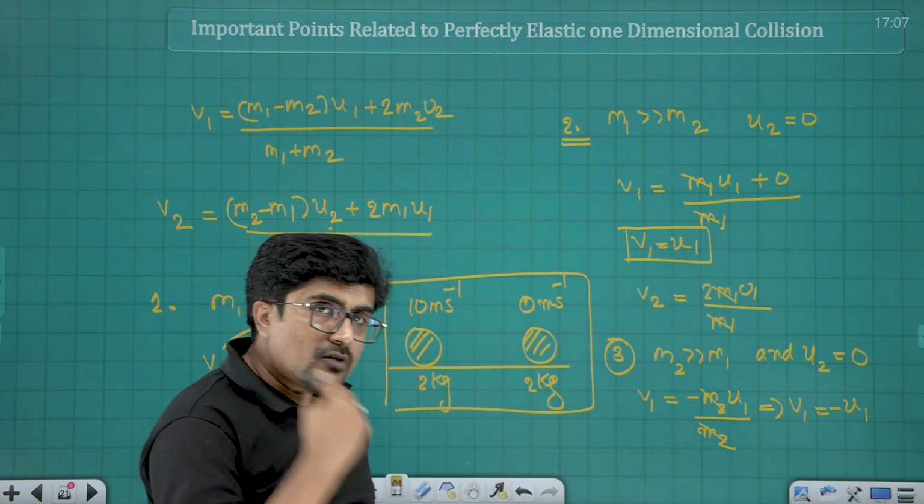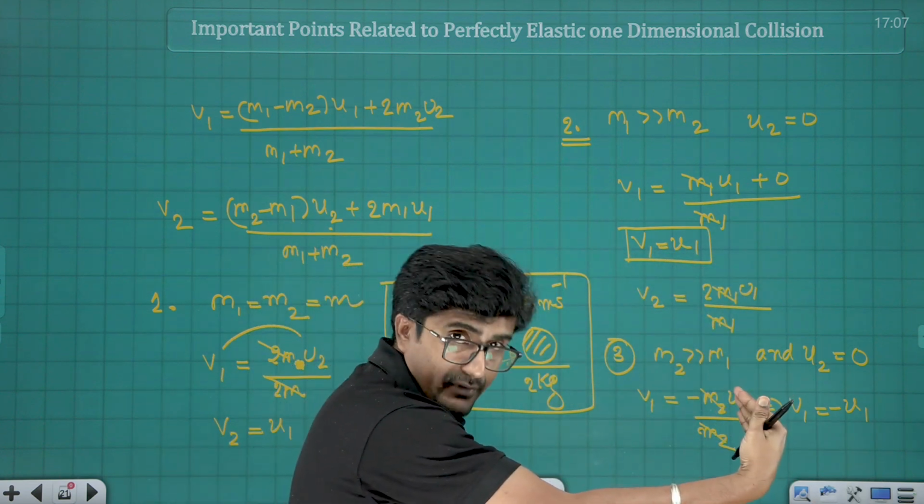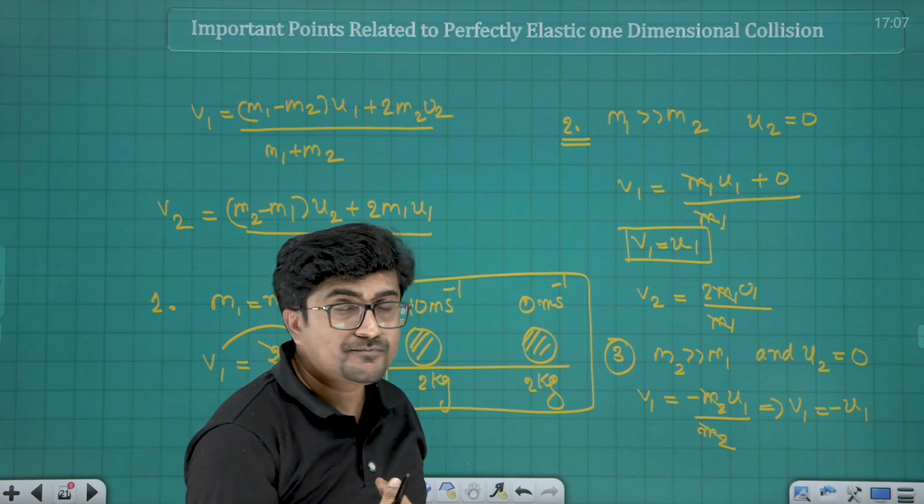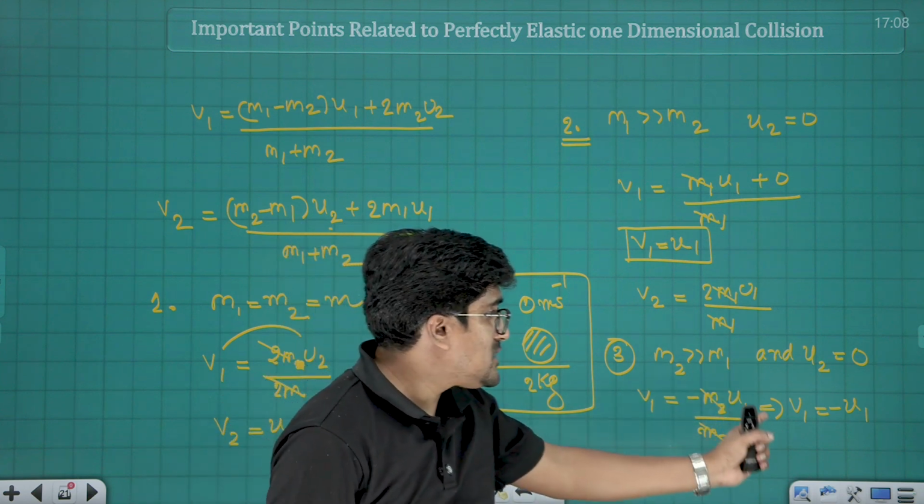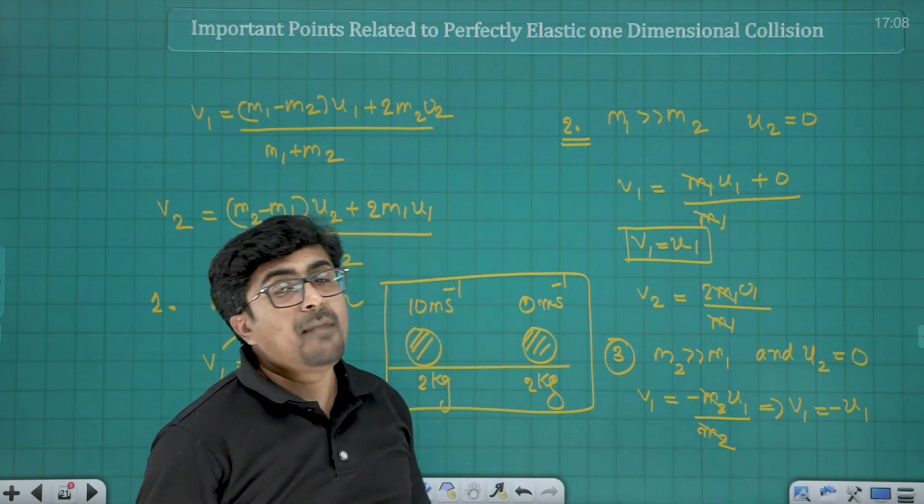That means the first body will go and hit the heavier one and will bounce back. It will bounce back with the same speed, but the direction got reversed. That is what you can see: v1 is equal to minus of u1.